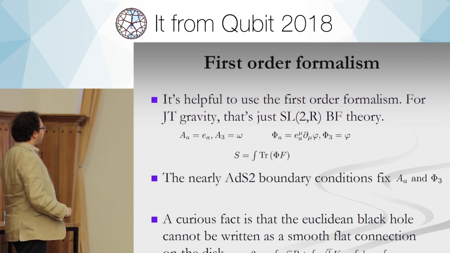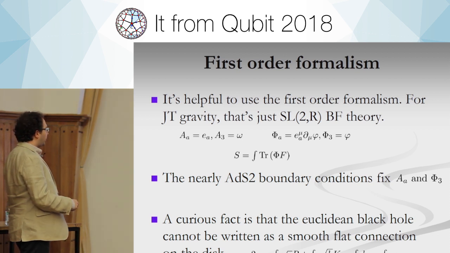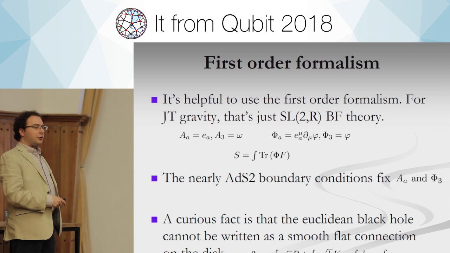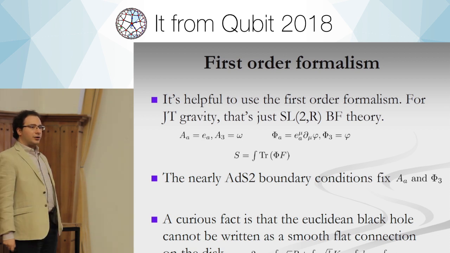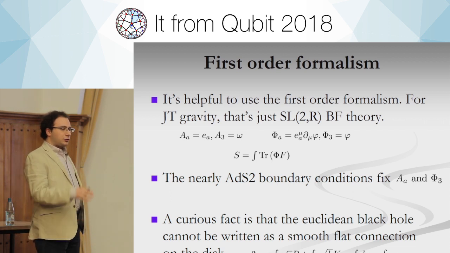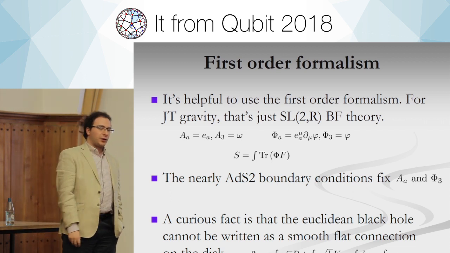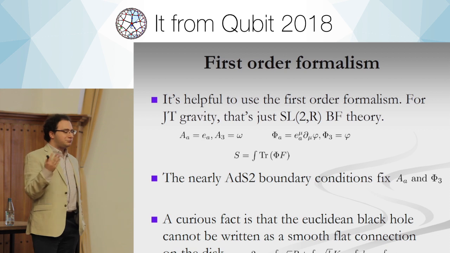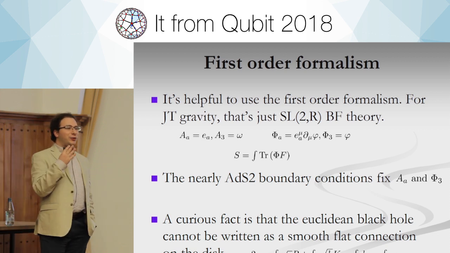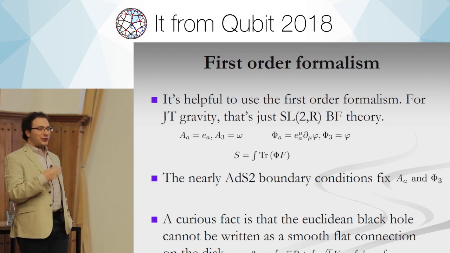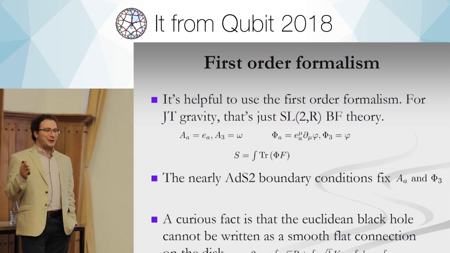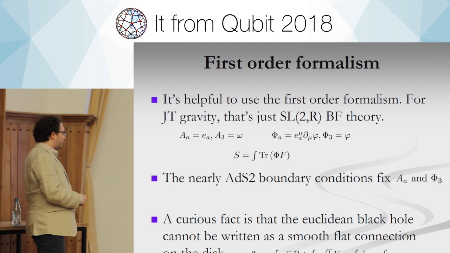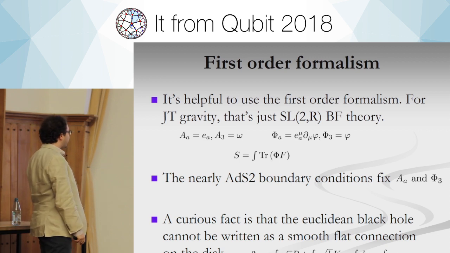Now, the nearly AdS2 boundary conditions are ones which fix the zweibein, because you're supposed to fix the metric on the boundary, and phi 3, because that was the original dilaton. So you can redo everything in this first order language. If you didn't want to introduce this extra fictitious boundary, it would be, I think, neither easier nor harder than the usual analysis. But it's just another way you could have done it.